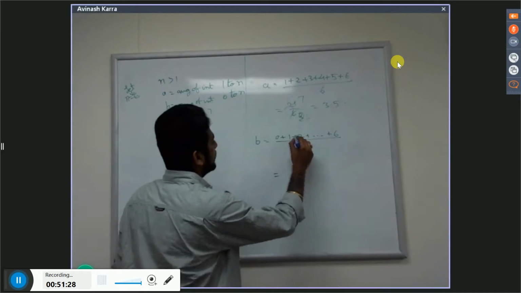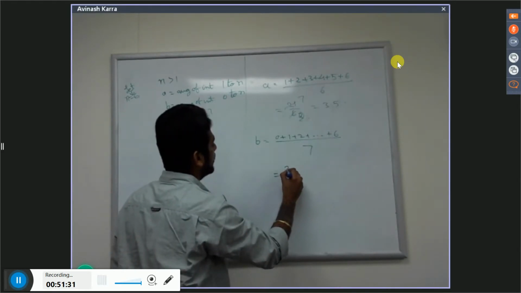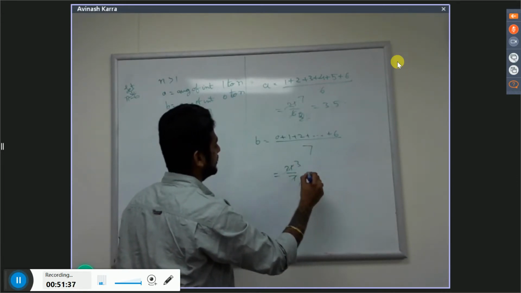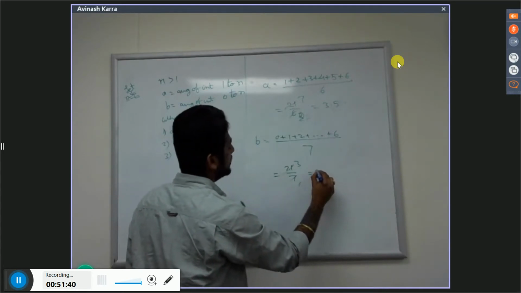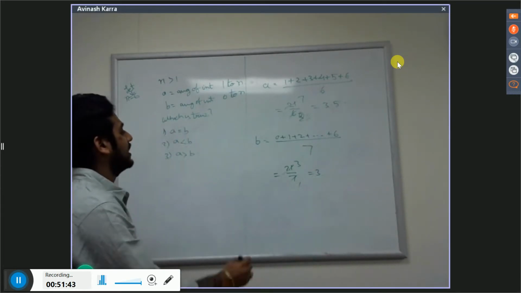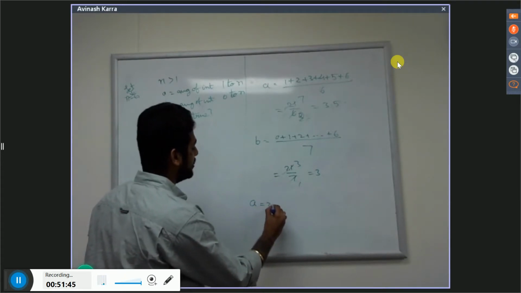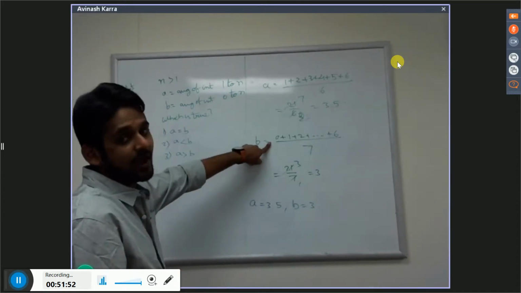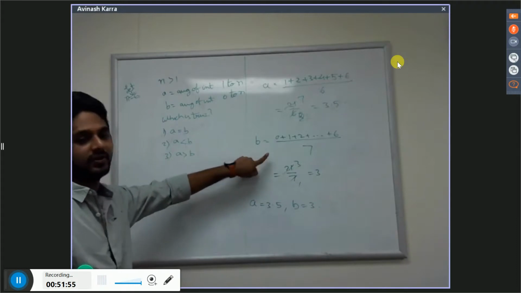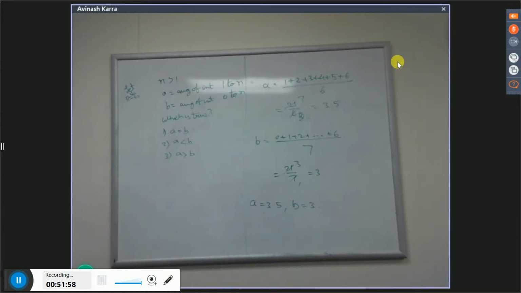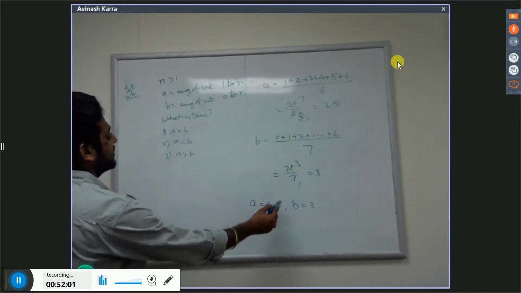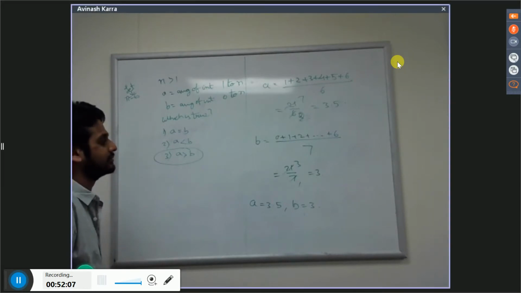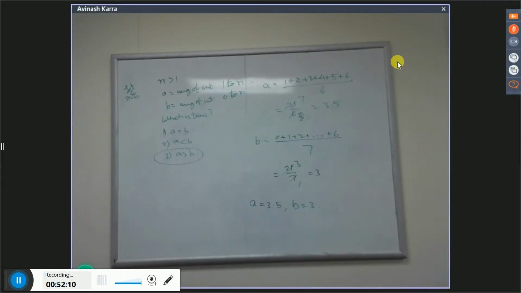So what happens? This whole sum is also 21, divided by 7, right? 7 ones are 7, so it is 3. So what is the value of B? 3. So A is equal to 3.5, B is equal to 3. See, even though 0 doesn't have a value, it played the game or not. So according to this, A is greater than B. That is the answer. I hope you guys understand this.